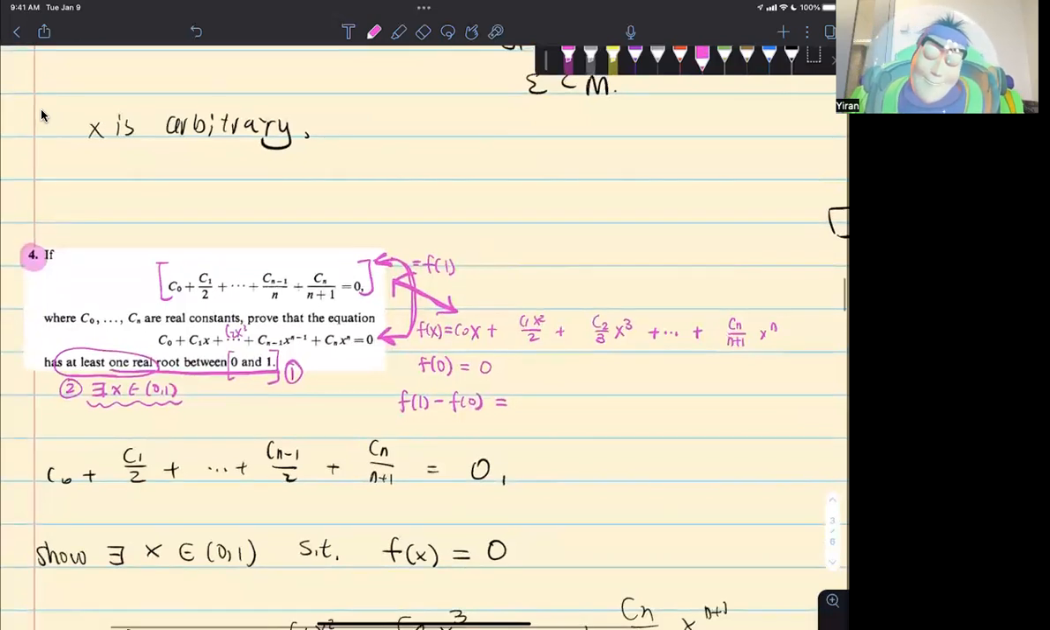So f of 1 minus f of 0, by the mean value theorem, there exists x in (0, 1) such that f prime of x is equal to (f of 1 minus f of 0) over 1 minus 0. And then what is it? This is equal to c0 plus c1 over 2 plus and so on plus cn over n plus 1. And f of 0 is equal to 0, right?